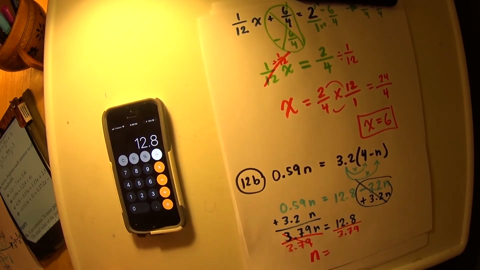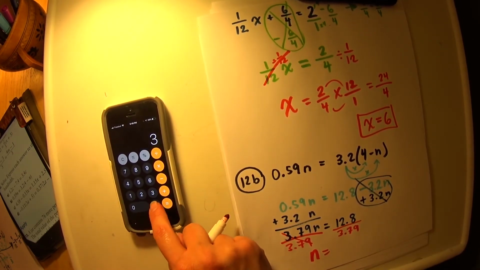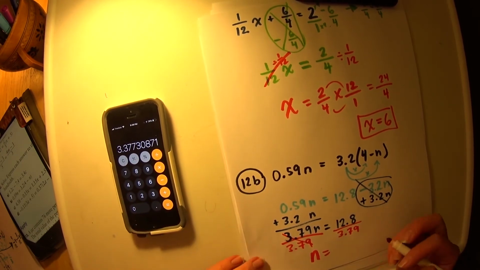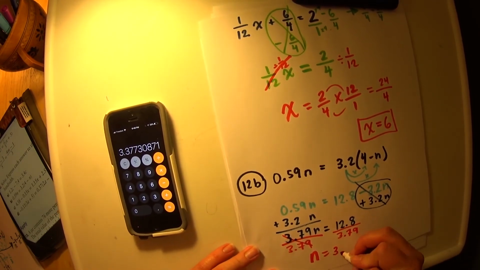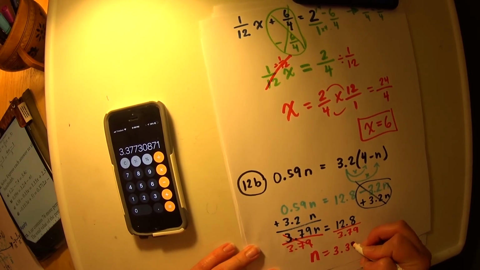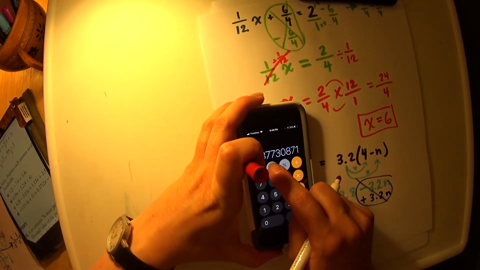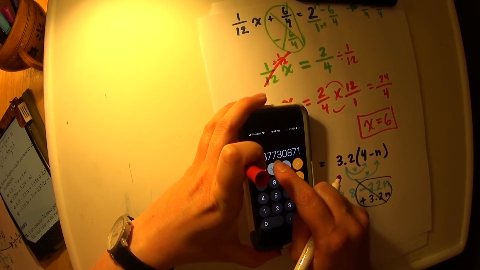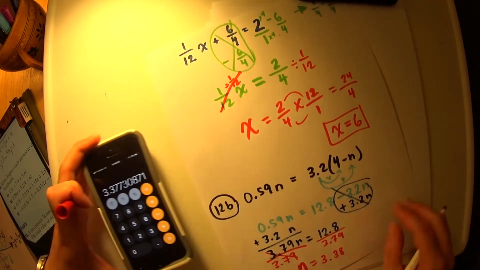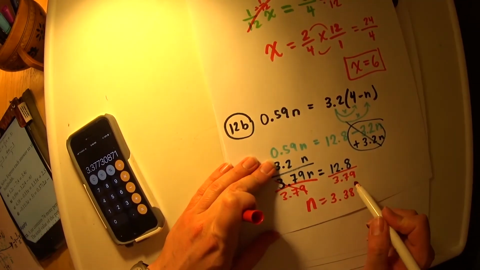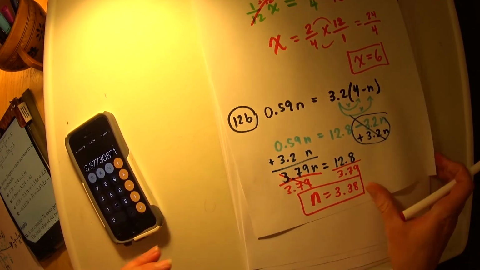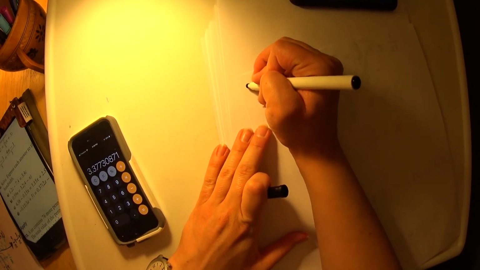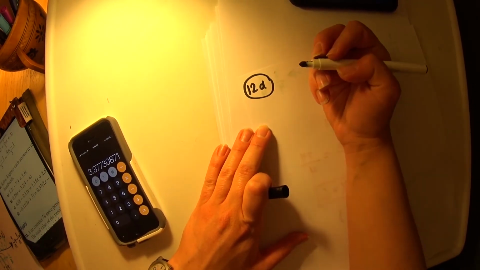So divide 12.8 by 3.79, and that gives me 3.38. And you see I'm just doing proper rounding here. Rounding to the hundredths position. Okay, the digit beside it is a 7. 5 or above, we give it a shove. So then that's it. Box it up. Final answer.